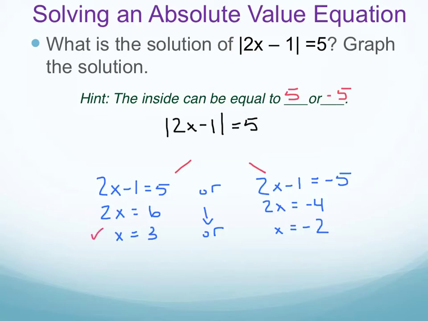Now let's check negative 2. So 2 times negative 2 is negative 4. Negative 4 minus 1 is negative 5. The absolute value of negative 5 is positive 5. So again, this one will work as well. If I want to graph these, well, now on a number line, I'm going to have a closed dot at negative 2 as well as a closed dot at 3. And there are my solutions.